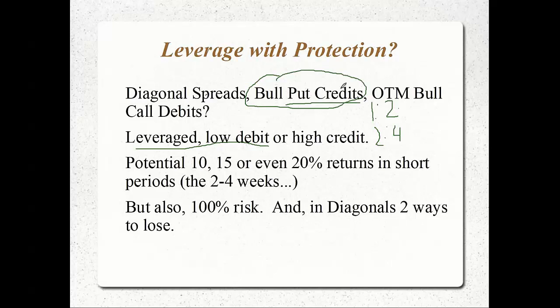But all three of these strategies do what? The lie of leverage. They all carry 100% risk. Whatever you invest in a diagonal calendar spread, even an OTM bull call debit spread or a bull put credit spread with a higher probability, you can lose 100% of whatever the debit is in that strategy.